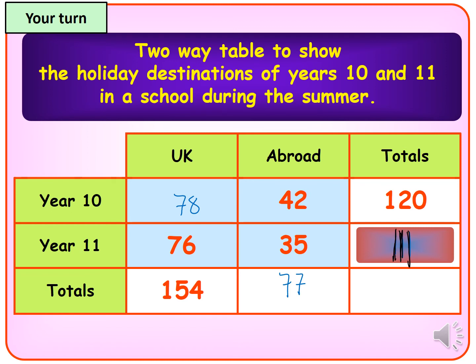And finally, we want to calculate in total how many people there are going on holiday. So that'll be 120 plus 111, and that will give us 231. You can double check by adding up all your numbers and checking if the columns and the rows calculate correctly. So let's try with the bottom row, 154 plus 77, and that does give us 231. So I know that one's correct.